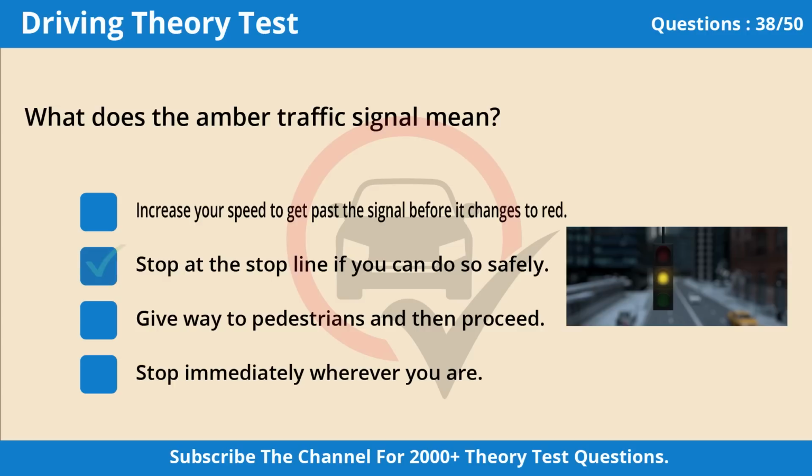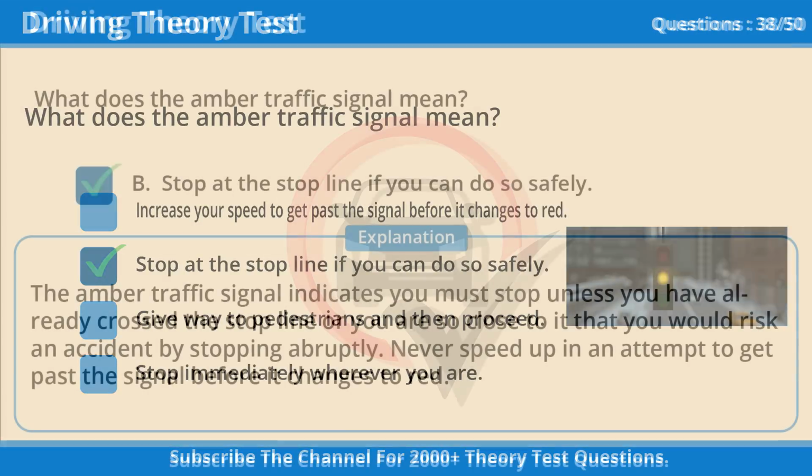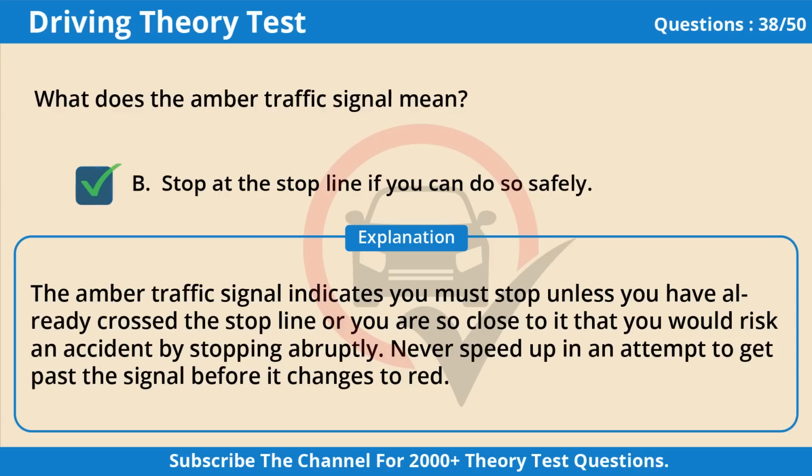B. Stop at the stop line if you can do so safely. The amber traffic signal indicates you must stop unless you have already crossed the stop line or you are so close to it that you would risk an accident by stopping abruptly. Never speed up in an attempt to get past the signal before it changes to red.